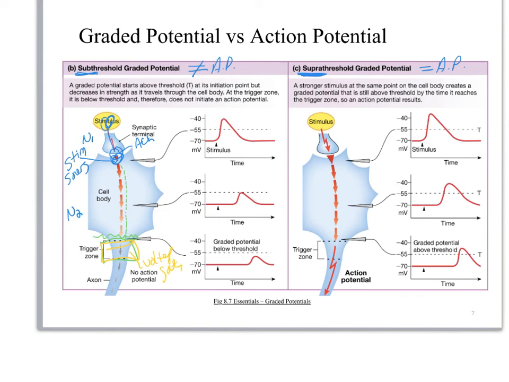But you can see, let me erase that so you can see it a little bit better, that right there, the signal died right before it got to the trigger zone where I have voltage gates. So no voltage gates are opened, no action potential happens. Let's look at the graph.